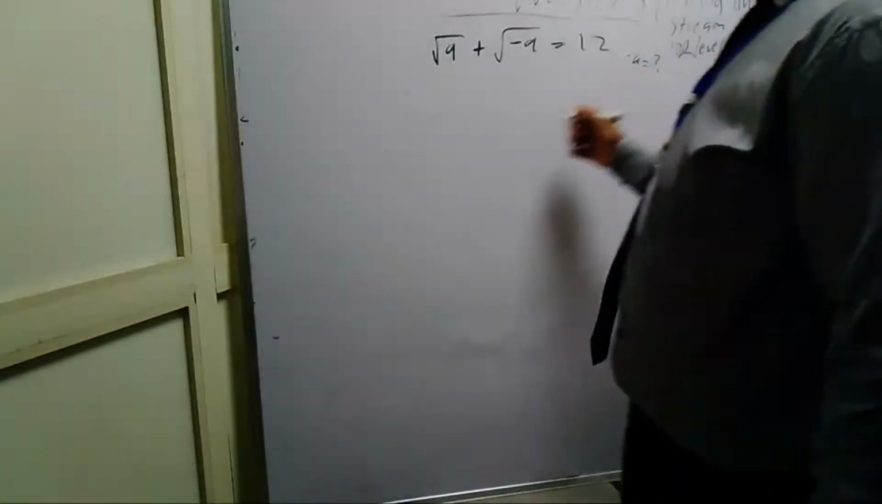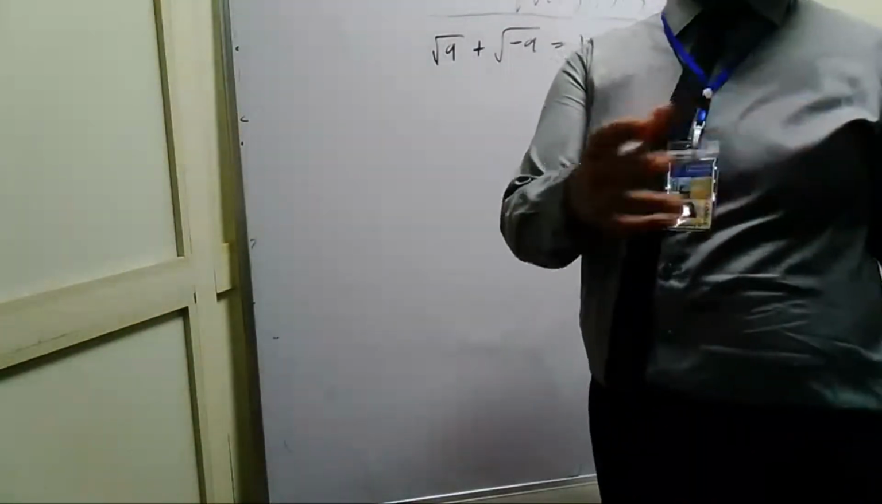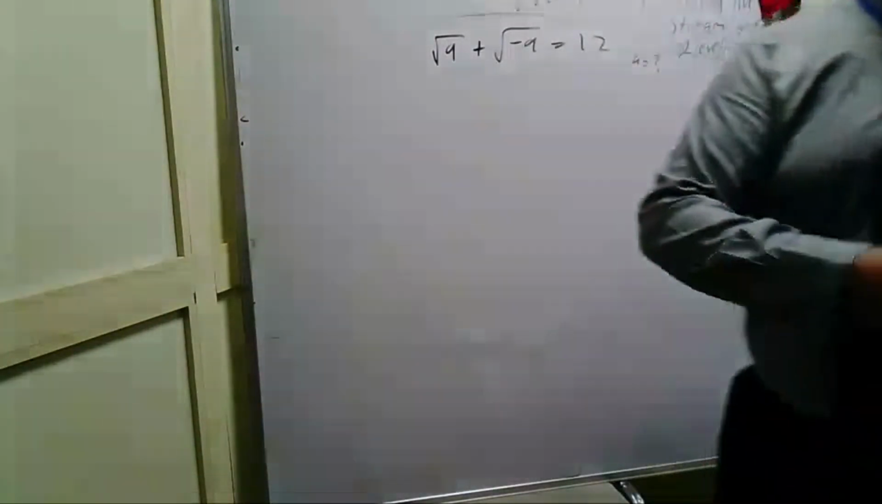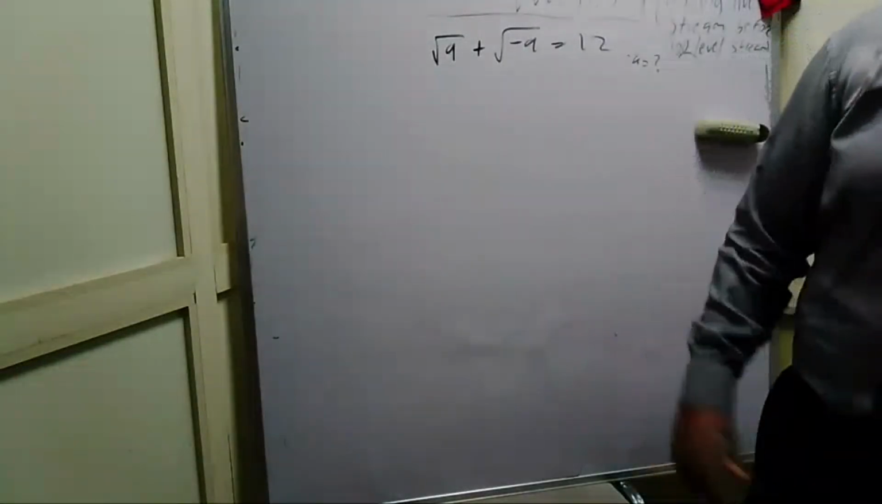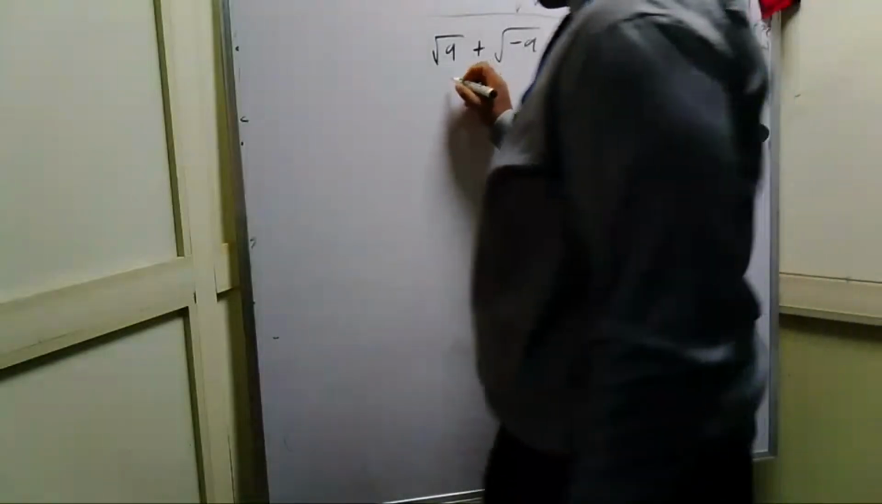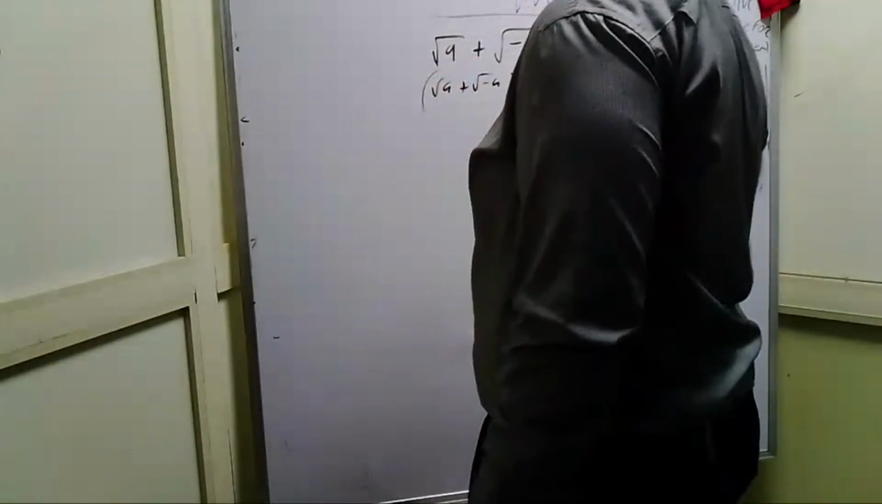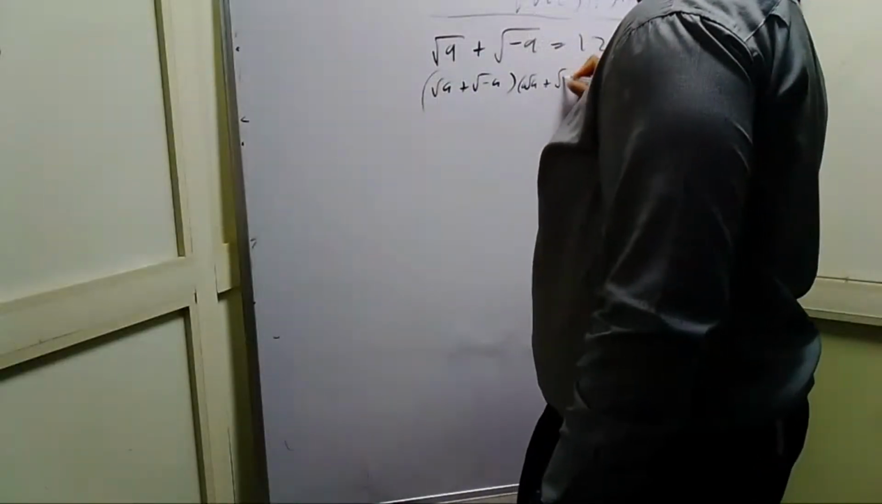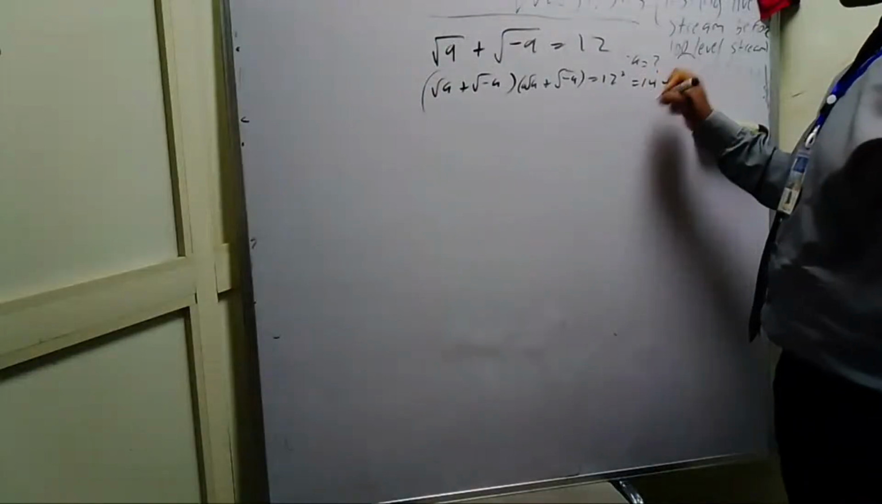But to solve this, we have to square both sides. Whenever you have a number in this form, square root of x plus square root of y is equal to another number, to cancel out the square roots, just square both sides, then simplify, then square both sides again. So square both sides: square root of a plus square root of minus a, times square root of a plus square root of minus a, is equal to 12 squared, and 12 squared is equal to 144.